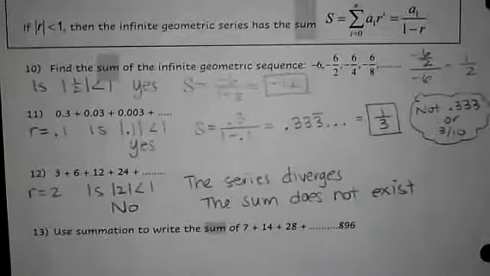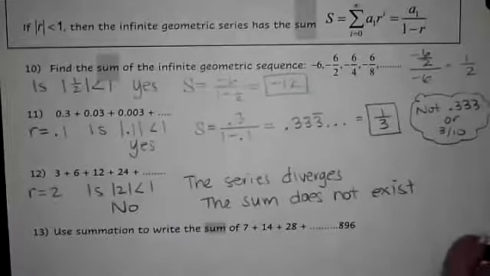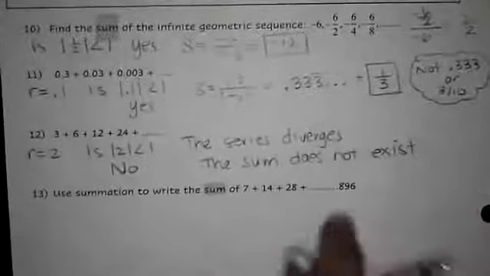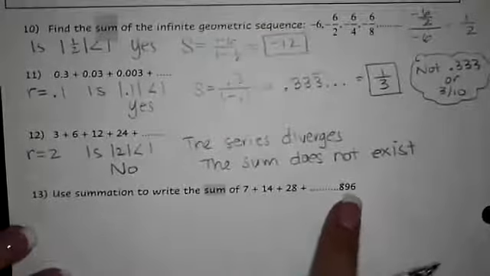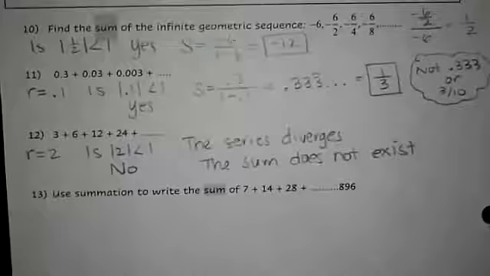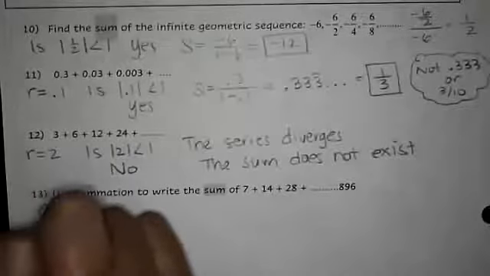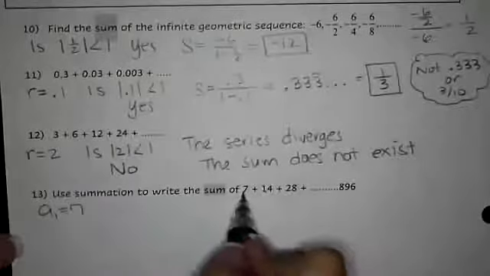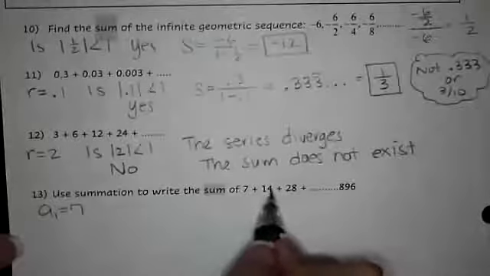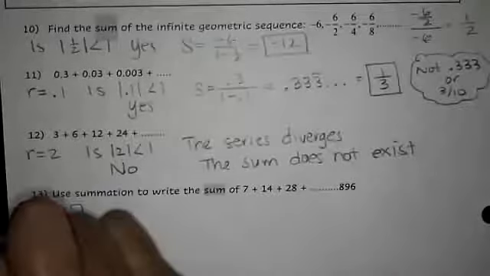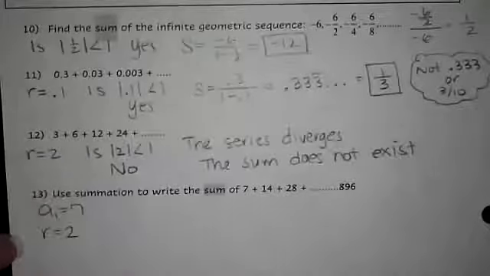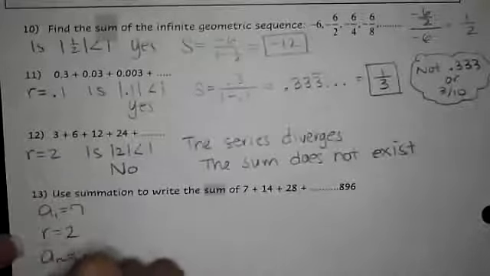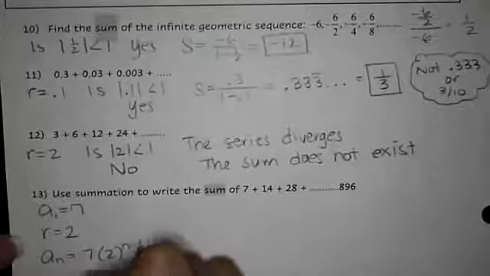And then for our 13, it says use summation to write the sum of 7 plus 14 plus 28 plus and so on, up to 896. So this is not an infinite because we do have a final term here. So this is a finite geometric series. Our initial amount is 7. 14 divided by 7 is 2. 28 divided by 14 is 2. So our r is 2. So our equation would be 7 times 2 to the n minus 1.